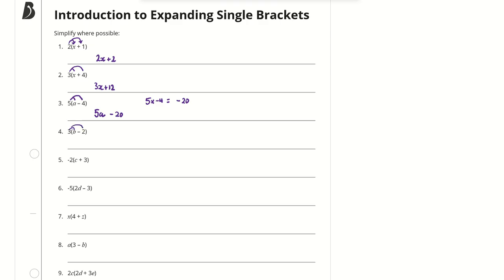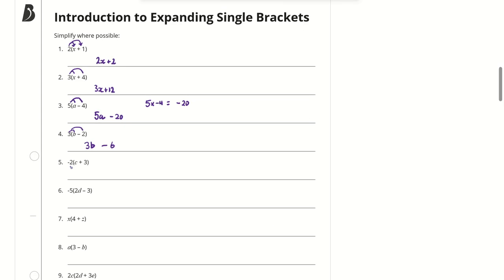3b times, so 3 times b is 3b. 3 times minus 2 is minus 6. Don't forget the negative sign out the front. Not minus 2 times c, minus 2 times 3 is minus, this is minus 2c minus 6. Again, a negative times a positive is a negative, so that's going to be negative 10d.